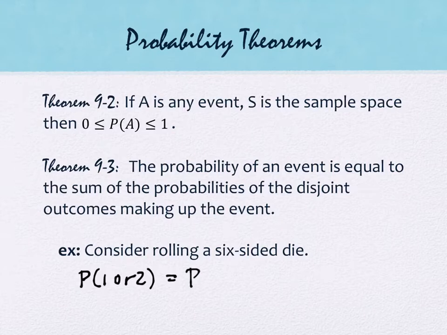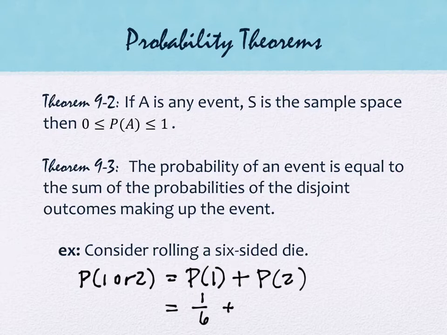So when that happens, this is the same as the probability of rolling a 1 plus the probability of rolling a 2. Those are actually the same probabilities. The probability of rolling a 1 on a 6-sided die is 1/6. The probability of rolling a 2 on a 6-sided die is another 1/6. And that should make sense, that rolling a 1 or a 2 means I have 2 possible outcomes over the 6 total. So that's the relationship that it's talking about happening in theorem 9.3.